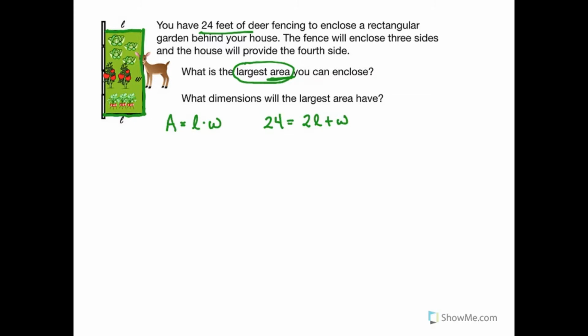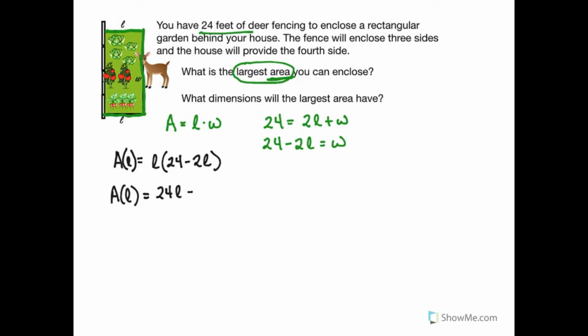Now to get the area in terms of only one variable, I'll subtract 2L from each side of this equation, and I'll get 24 minus 2L equals W. And I can replace W in the area equation with 24 minus 2L. So now I have that the area is equal to the length times the width, but the width is 24 minus twice the length. And so now area is written as a function of length. If I multiply it out, I get 24L minus 2L squared, and that's a parabola.